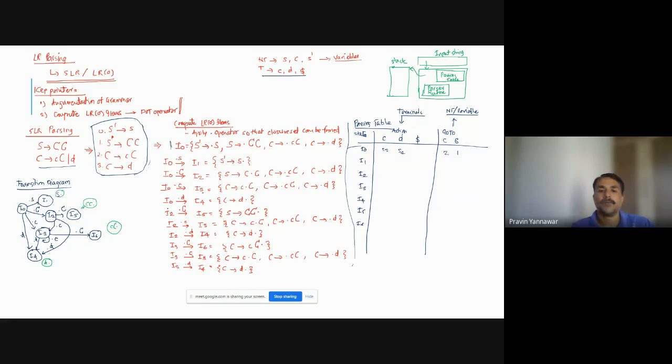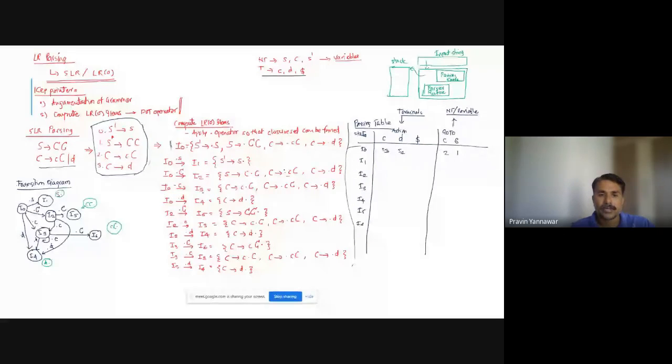Now I0 is completed. I0 has four transitions, two with non-terminals and two with terminals. With the two non-terminals, we write the state numbers 1 and 2. But with the two terminal symbols, we use a shift move, that is S3 and S4.